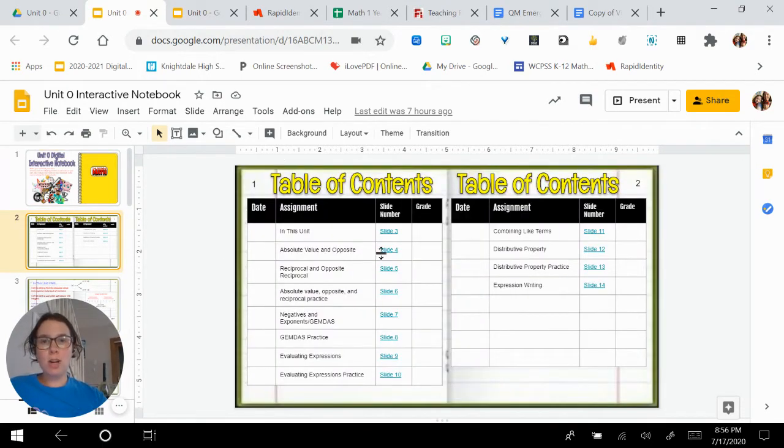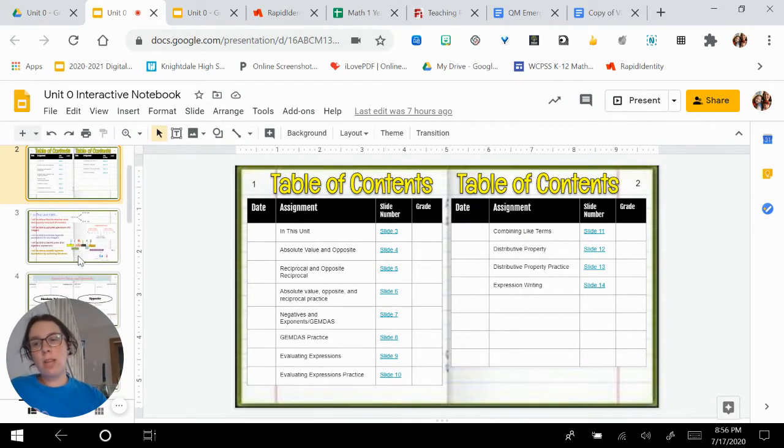So right here is our table of contents. And I've already linked ahead. So if you click on slide 3, it's going to take you to slide 3 and so forth. So you can just click on the one that you want to look at.